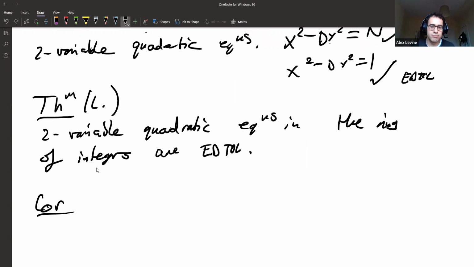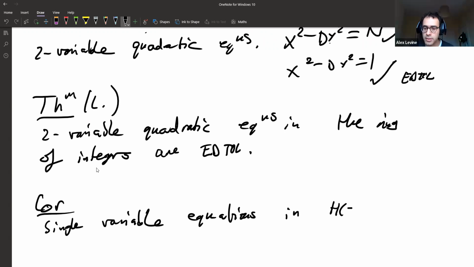And of course, this gives the single variable corollary: equations in the Heisenberg group are EDT0L. Or solutions to, I suppose I should say, but I think you know what I mean by that. And I think I'll stop there, given that it is exactly 9:55.